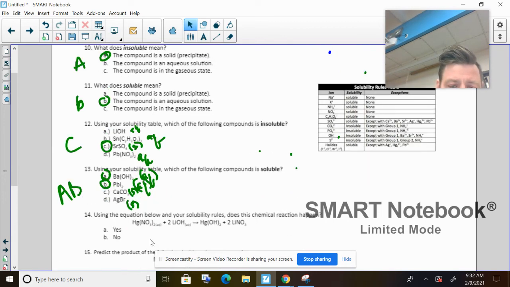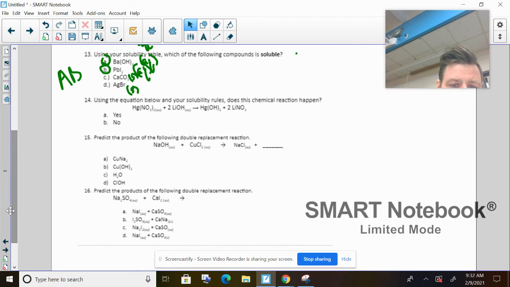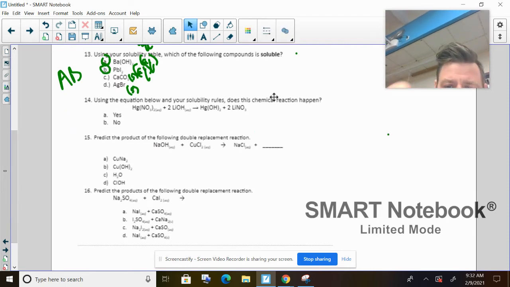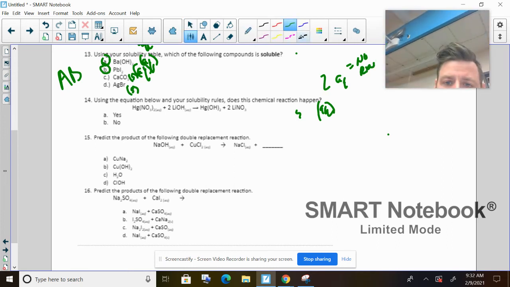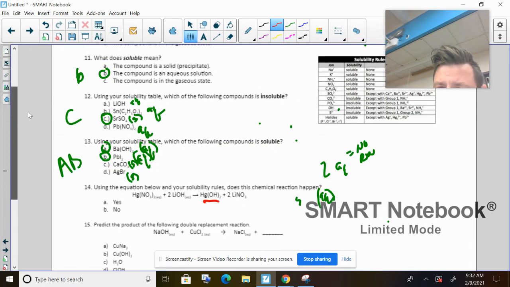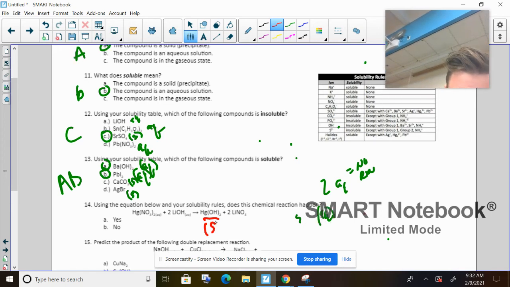Now we're gonna figure out, does this chemical reaction happen? What has to happen is one of them has to be a solid and one of them has to be aqueous. If they're both aqueous, then there's no reaction. Okay, so here we go. Let's look at OH. OH is insoluble except with group 1 barium. So that one is insoluble. There's no exception there. Solid. NO3, that one is aqueous. So yes, this reaction will happen.